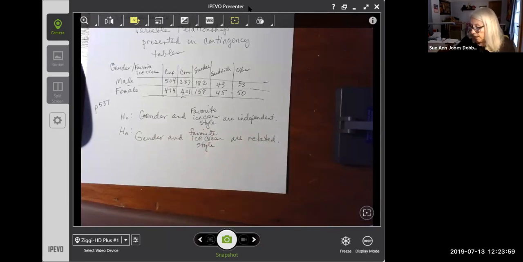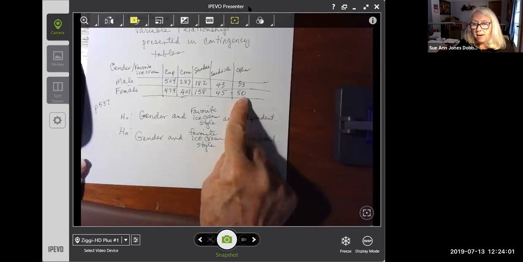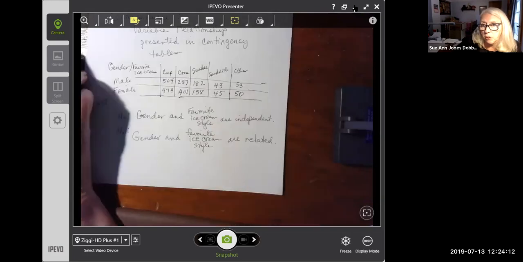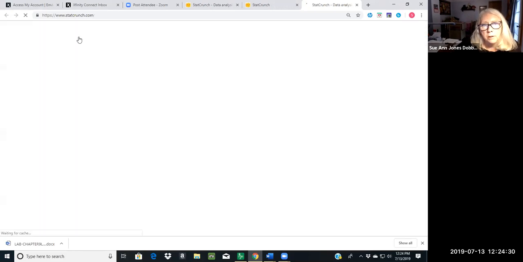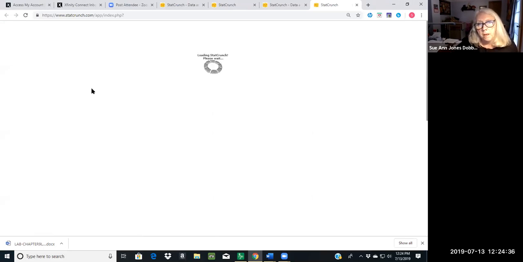So let's look at this particular one in StatCrunch. What I'm going to do is put this contingency table basically the way you see it in StatCrunch. Okay, that's going to take me a second. I'm going to show you how to do that. So I've got to change my share to the screen. Okay, and in fact, let me see if I can just open a new window.